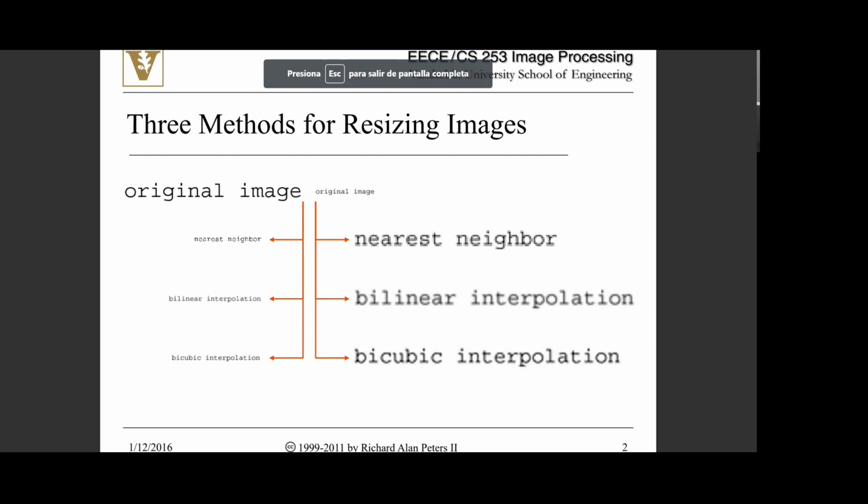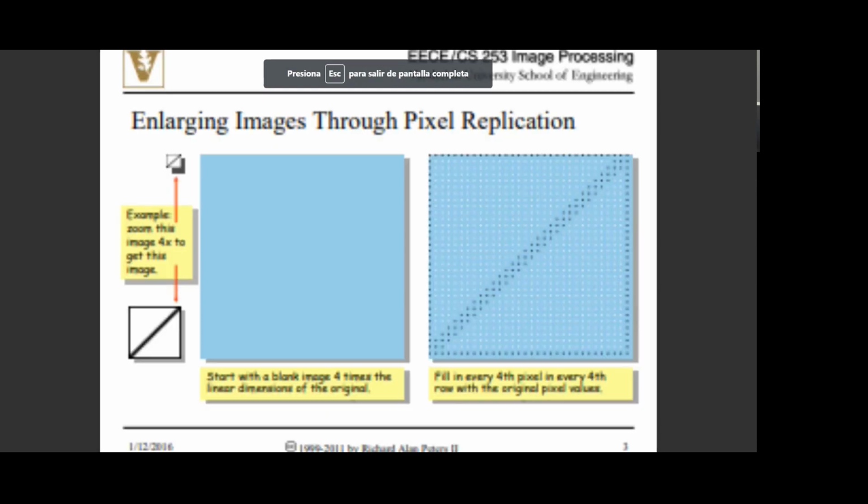So here is the 0 order polynomial. This is first order polynomial. This is third order polynomial. And what you see is that this one preserves much better the details of the original image. And this is expected. If you do a Taylor expansion of a function, the higher the degree of the polynomial of the Taylor expansion, the more details you keep.